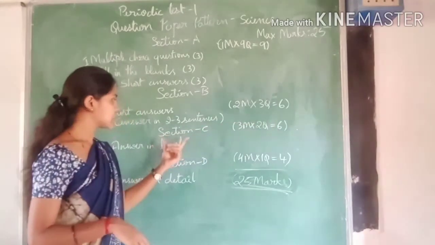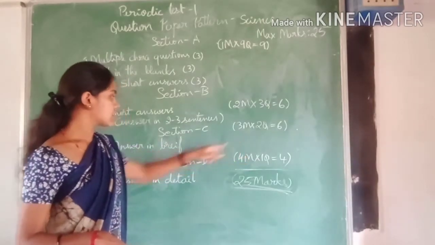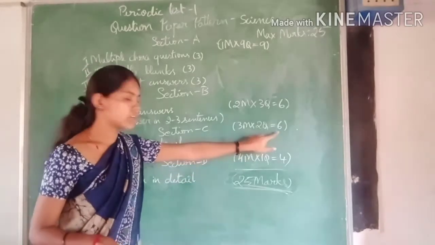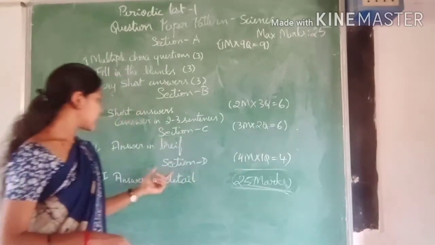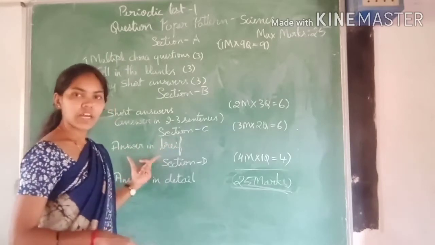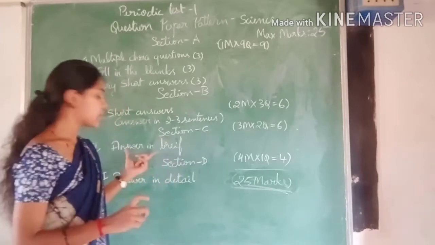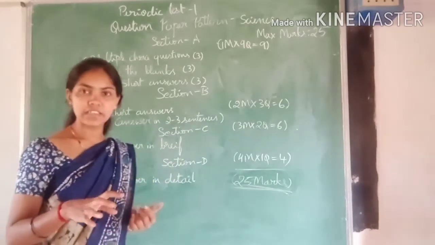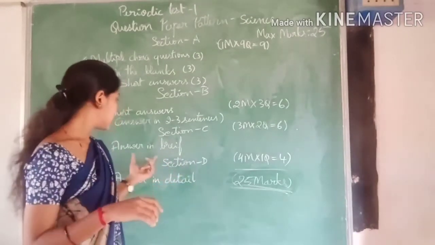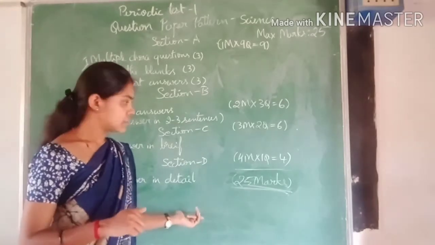Then in section C, 3 mark questions will be there, 2 questions, 3 marks each, total 6 marks. In section C you have to answer in 3 sentences. Okay, answer in brief, only 2 or 3 sentences, only that much, don't write a paragraph answer. Then in section D we are giving the long answer questions.